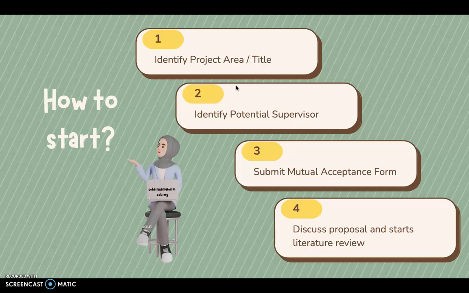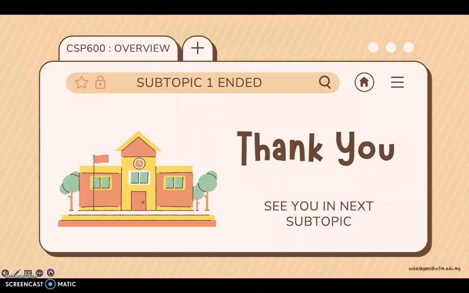Then after you have the project idea with the working title, and you also now have the potential supervisor, you can submit the mutual acceptance form, which is the agreement between you and the supervisor to work on the project together for the 2 semesters until CSP 650. Then you can discuss your proposal and start the literature review to proceed on developing a complete proposal. That is for the subtopic 1 and overview of project formulation CSP 600.